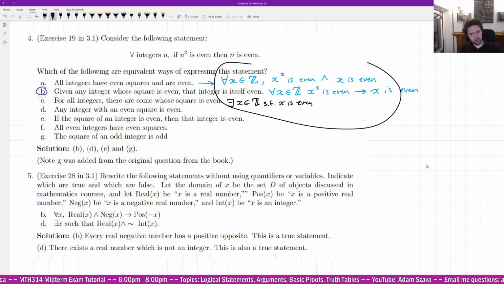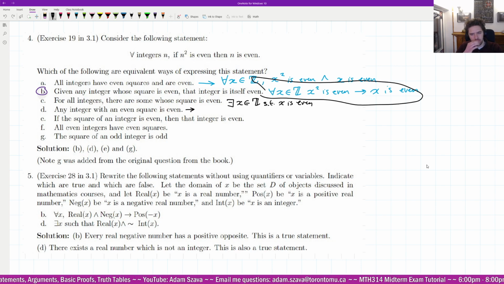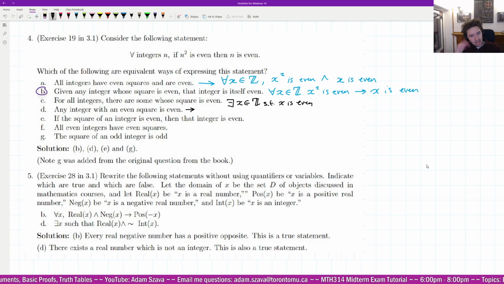If anybody has any questions about what I'm writing here, feel free to let me know. Any integer with an even square is even. I'm going to copy this again. It's saying for all integers, x squared is even means that x is even. So that's also a solution.